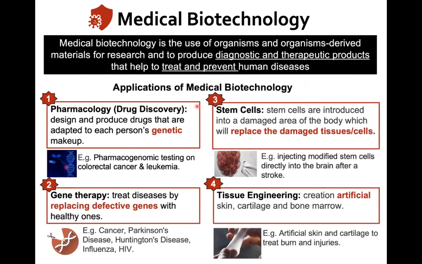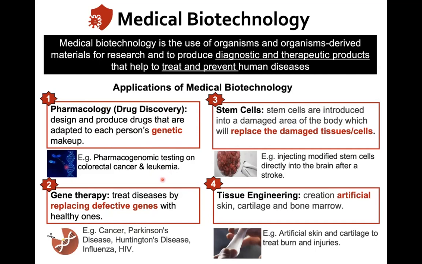Okay, kalau yang ni, this is very common lah. I think you all know drug discovery memang producing of new drugs and everything. And the latest one, nak kata latest tak sangat lah. Few years back, dia guna pharmacogenomic testing on colorectal cancer and leukemia. Maksudnya dia produce the drug ni yang that person ataupun that patient boleh adapt in terms of the genetic makeup. They try at the molecular level. This is new drugs discovery.